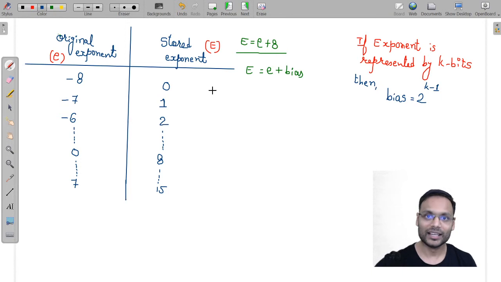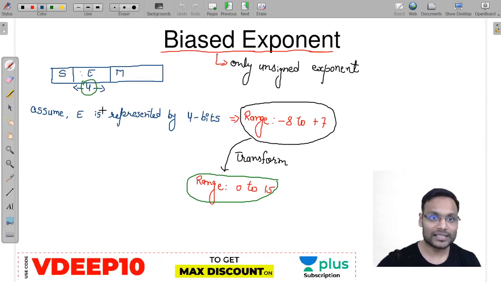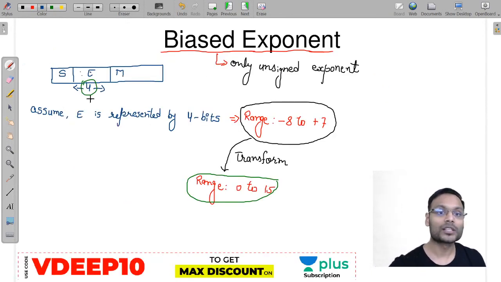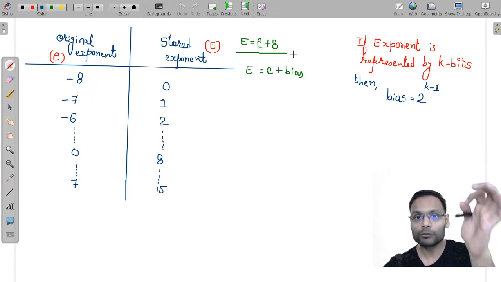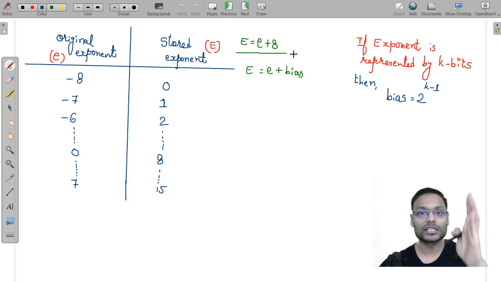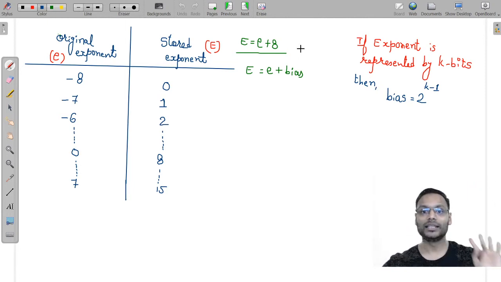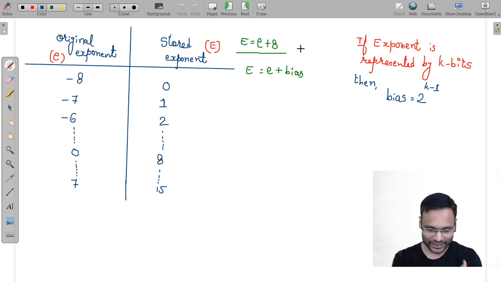Is this right? Yes. Here in this example, 4 bits, 2 power 4 minus 1, which is 2 power 3, is 8, the bias. For 5 bits, 2 power 4, the answer is 16. For 6 bits, 2 power 5, 32. Great, super amazing people, very good, you are learning very well.